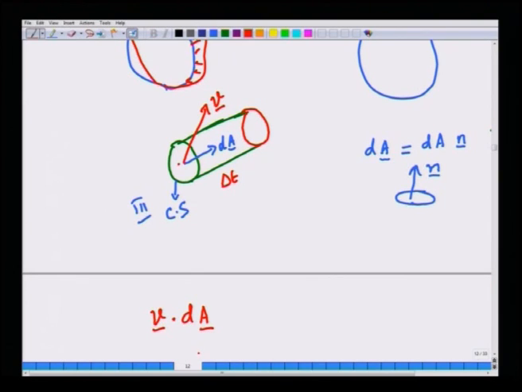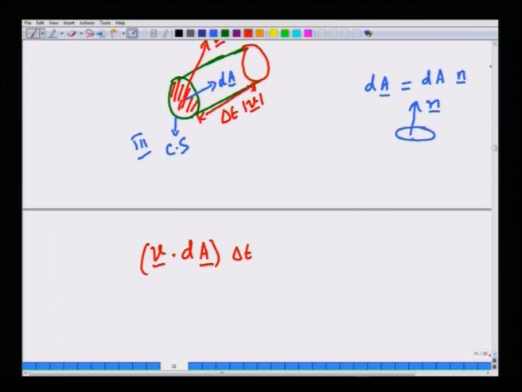So, V dot dA times delta T will be the volume that is traversed by a tiny patch of area on the control surface of the CV, as the system proceeds to leave the CV and occupy a new nearby location. So, this length is mod V times delta T, the magnitude of the vector V times delta T.